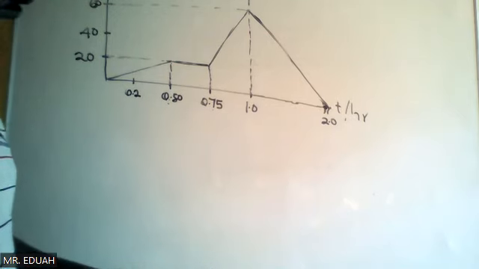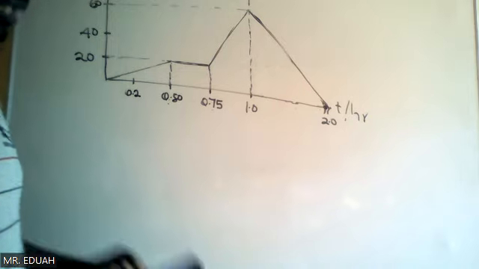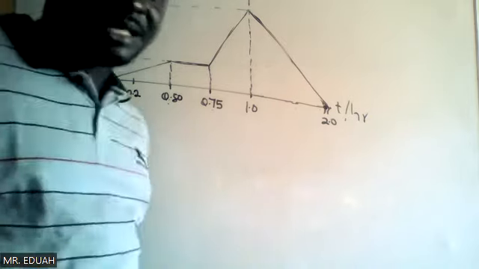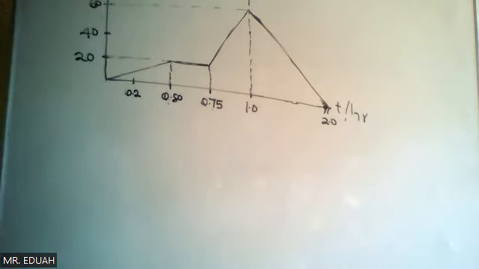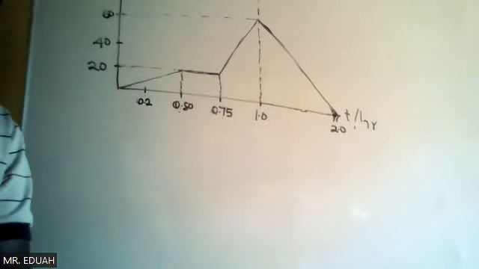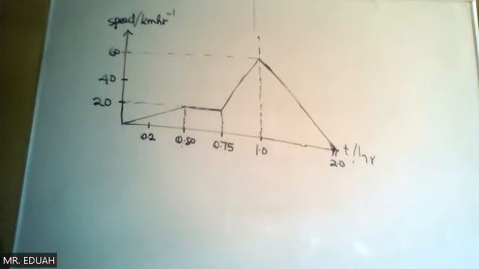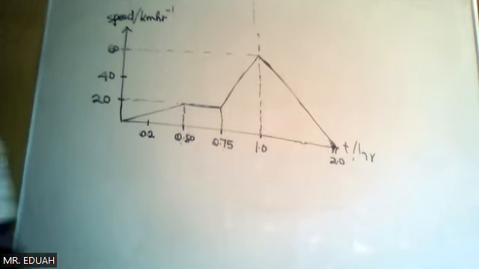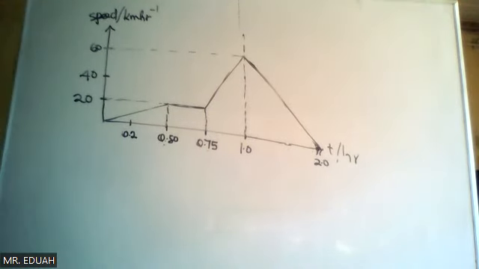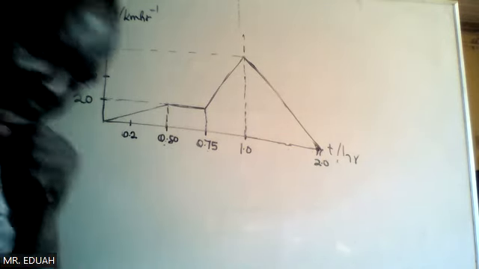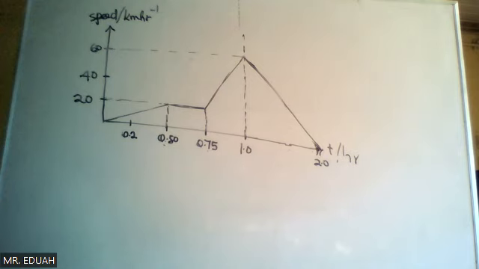Okay, so calculate the maximum acceleration during the journey. You see, here there is an adjective, the maximum acceleration. This is because we have different accelerations within. We have two positive accelerations, one negative acceleration, and a zero acceleration. So we are to determine the maximum one.